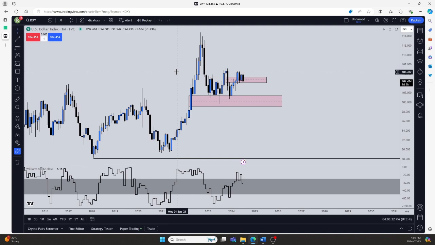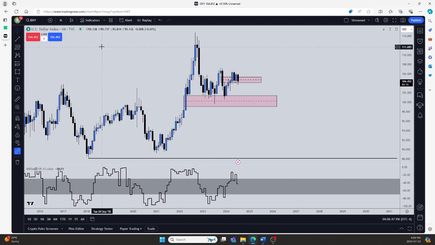And so notice how we haven't closed below this balanced price range, right? So this is a good sign actually for longs. And truth be told, I actually am still bullish on dollar until we trade below and close below this fair value gap or this balanced price range on the weekly chart. So we're going to drop down into that weekly right now.